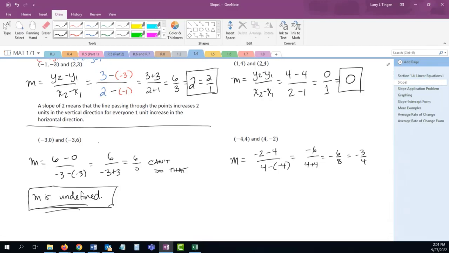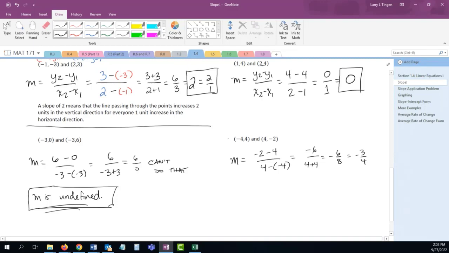Slope is trying to tell you how many places do I move up or down per left or right move. This is a vertical line. It just keeps going up. It never moves left or right. So that is why this is undefined. A slope of 0 and a slope that is undefined are not the same thing. They're different things, so keep that in mind.